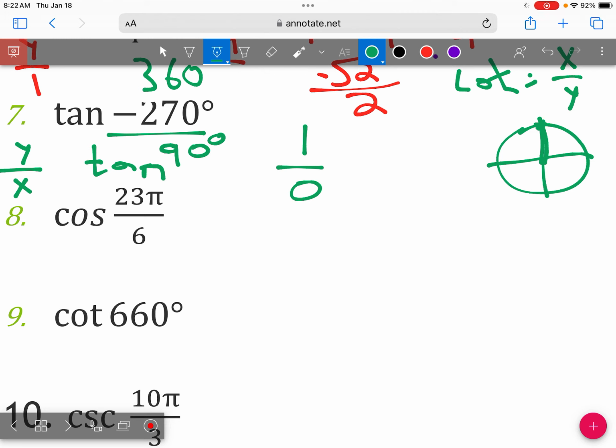Think about functions, think about algebra. A function has to pass the vertical line test. If it doesn't, then it's undefined at that point. Well, at this point, it literally is a vertical line. So when there's a 0 in the denominator, we say it's undefined. And that's actually going to be our final answer for number 7.